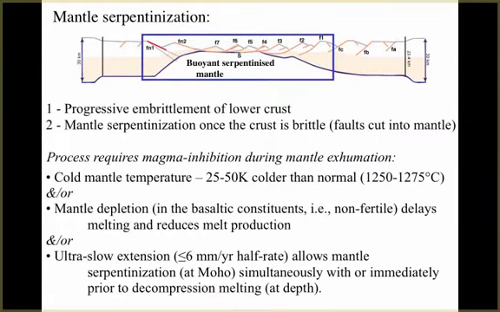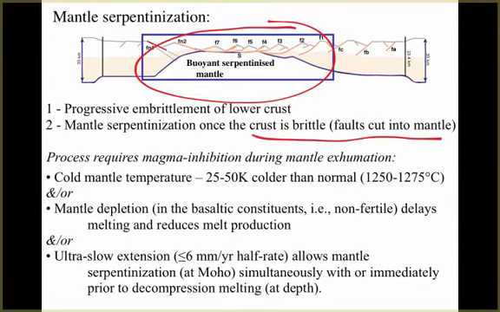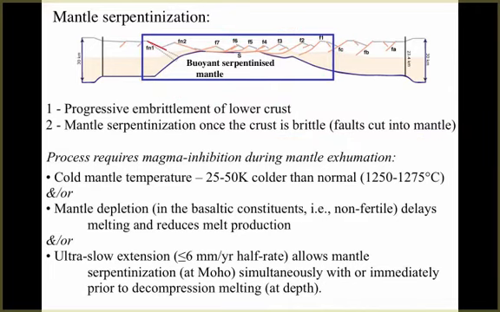This last stage where we have this exhumed, buoyant, serpentinized mantle, we're seeing a progressive embrittlement of the lower crust and mantle serpentinization once the crust is brittle and once the faults have cut down into the mantle. That process requires magma inhibition during the mantle exhumation.